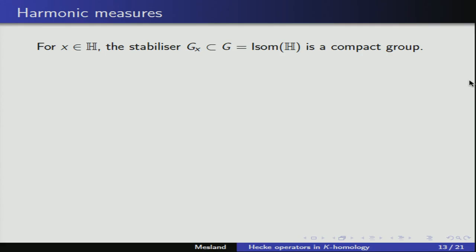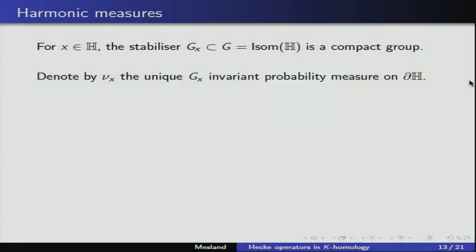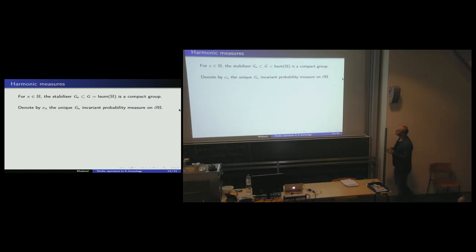We'll only indicate how this works because, actually, the bounded class is not so hard. The unbounded class requires a lot of analysis. But if I take a point in the hyperbolic space, I can look at the stabilizer of this point inside the isometry group, and this is a compact group. This group also acts on the boundary, and the boundary is a compact space. So for each such x, there exists a unique invariant probability measure for this stabilizer.